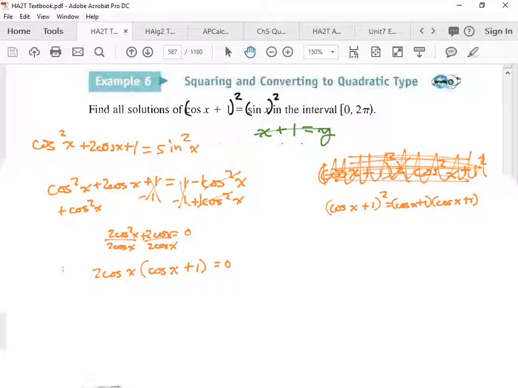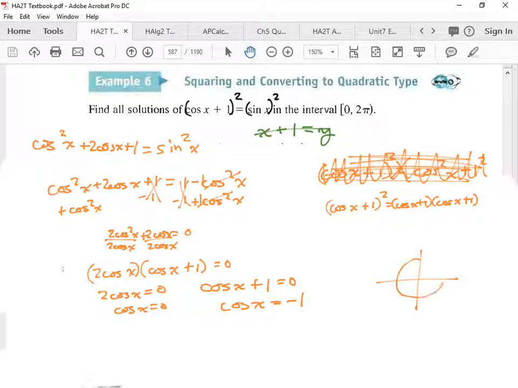We take each of those factors and set those equal to 0. We get 2 cosine x equals 0. Divide both sides by 2, we get cosine x equals 0. And then the other one, we get cosine x plus 1 equals 0, which means cosine x equals negative 1. Do you guys know what I would plug into cosine to get 0? Let's look at our unit circle. On our unit circle, where does x equal 0? Right. Which one?